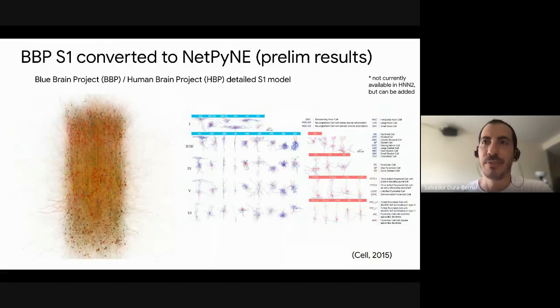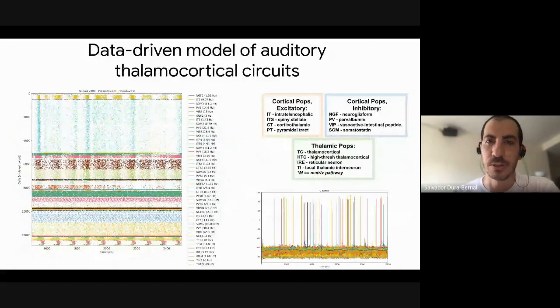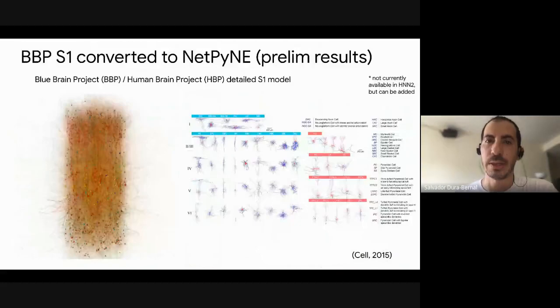We just recently, Fernando Borges, who's one of the tutors, converted the somatosensory cortex Blue Brain project model into NetPyNE. This model was also developed by Erica, who will give the talk next week. And this is a massive model with, I think, 30,000 neurons, and I don't know how many synapses, many, many different cell types.